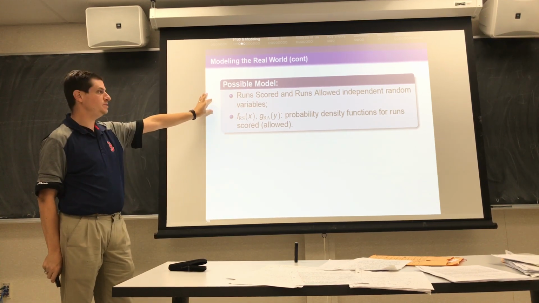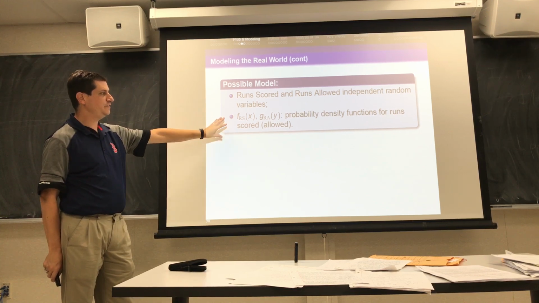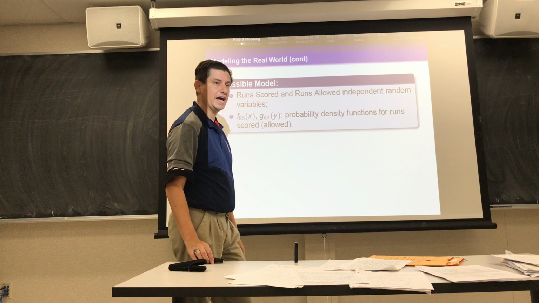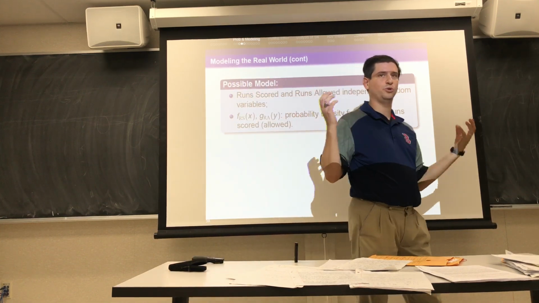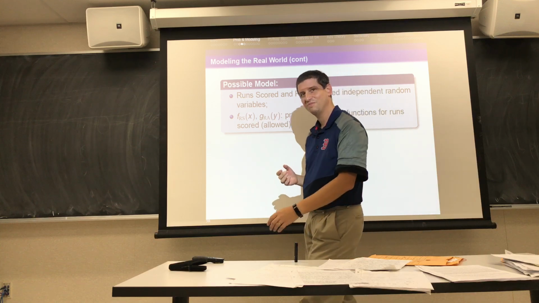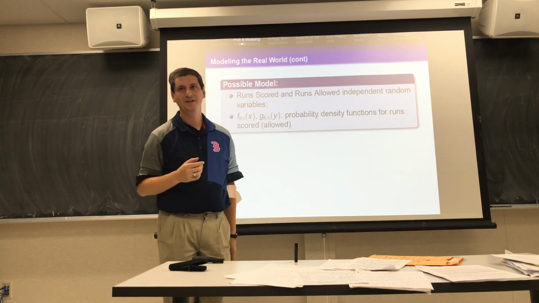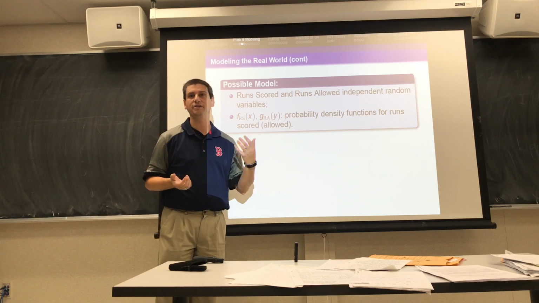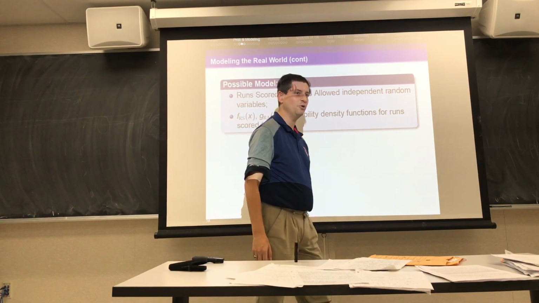Runs scored and runs allowed are independent random variables, and they're given by some probability density functions. Okay? Can anybody give me any reason why this is wrong? Yes. They're not independent. Okay, why not? You're more willing to give up a run if you're up by a lot, to trade for an out. Yes. So if you have a big lead, you might be willing to give up runs for outs. What if you're down by a lot?